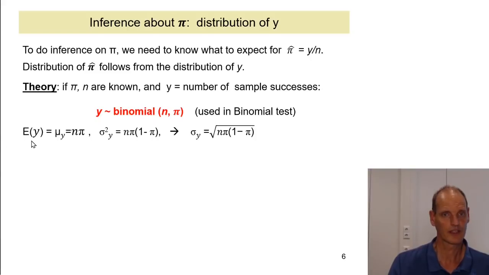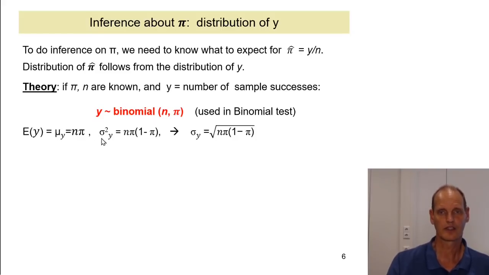A few standard characteristics. What is the average value that we can expect for y? Mu y, or EY, is n times pi. So if half of the students in general pass an exam, and you look at a sample of 100 students, then you expect 50 to pass and 50 to fail. The variance is n times pi times 1 minus pi.